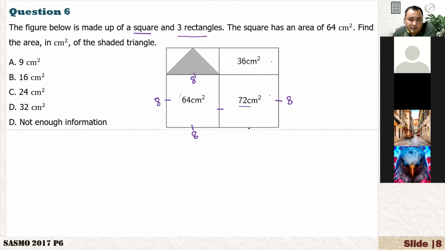Nazlı, 8 times what number is 72? So it should be 9, right? So also this should be 9. If it is 9, also this side should be 4, which means that the height of this triangle is 4. And how do you find the area of the triangle? It is base times height over 2. So the answer is 16, B.